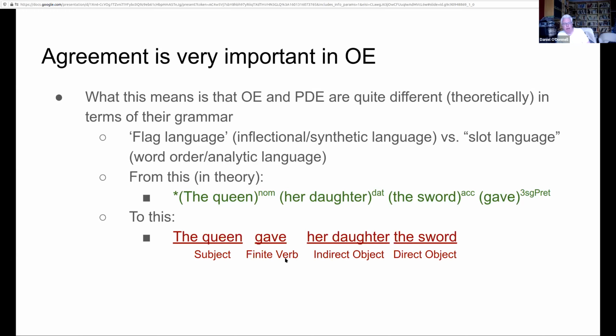I actually can take away the asterisks. But we have to move them around. So we have to look nominative. Okay, that goes in the first slot. That's where our subjects go.